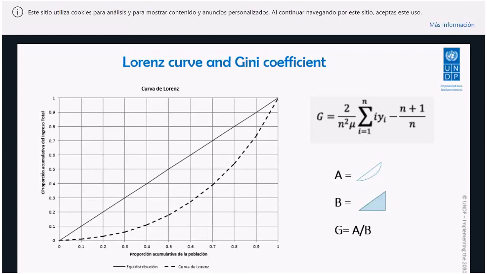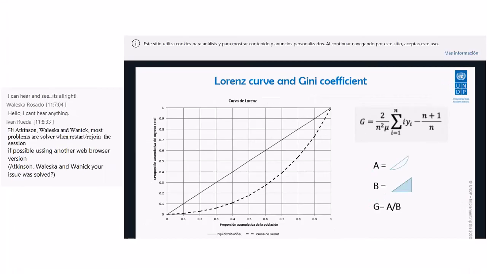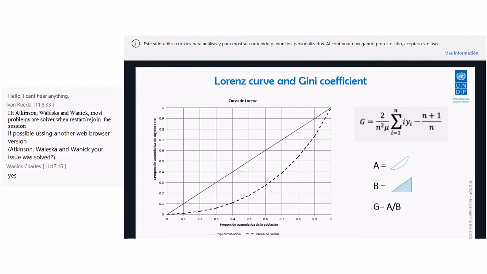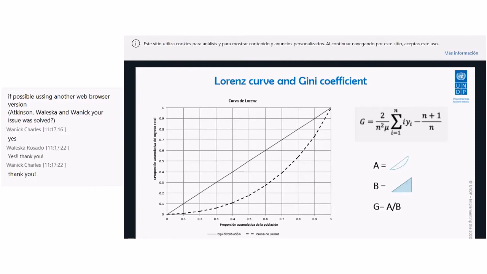But what happens when we have an equal society, an equal income? In that case, the area of A would be 0, because the Lorenz curve would be the equidistribution line. And the Gini coefficient would then be 0 over 0.5, and that is 0. We know that the Gini coefficient goes from 0 to 1, and it's 0 if there is no inequality, and it's 1 if we have total inequality.